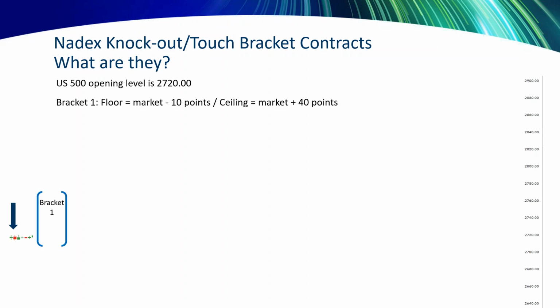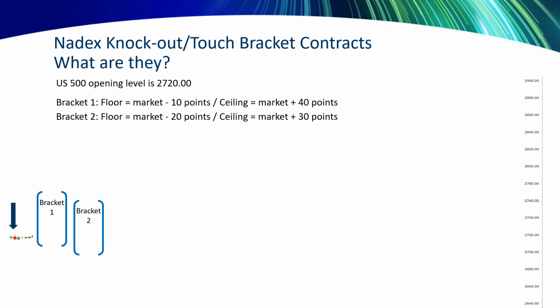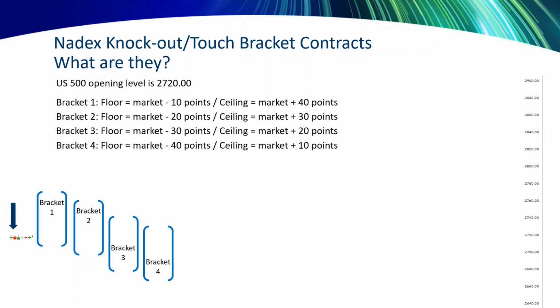So as we mentioned, we've got 4 brackets. Each bracket is going to be offset, and so it looks like a stair-step fashion, right? In the case of bracket number 1, you basically have where the market is, and the floor is 10 points below that. The ceiling is 40 points above. And then it goes in increments of 10 and stair steps down until you have bracket 4, which has a floor 40 points below the market and a ceiling 10 points.